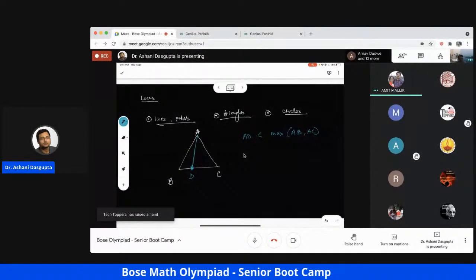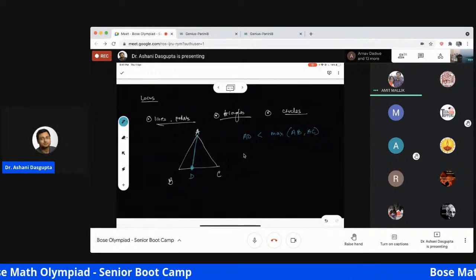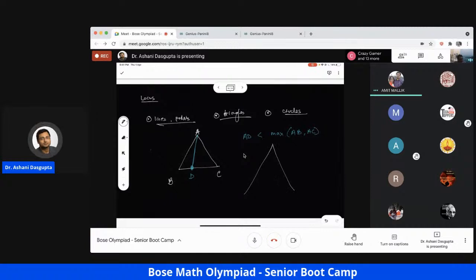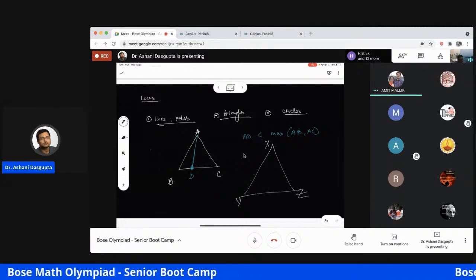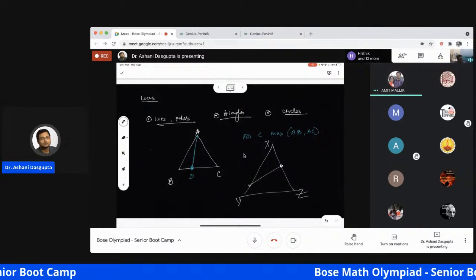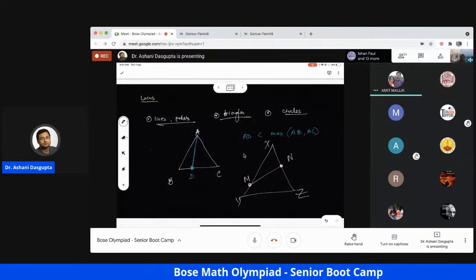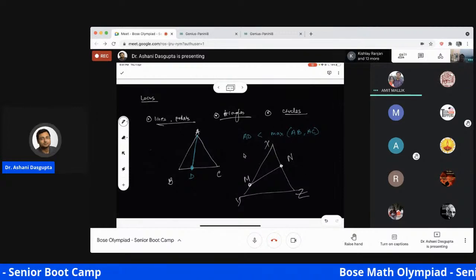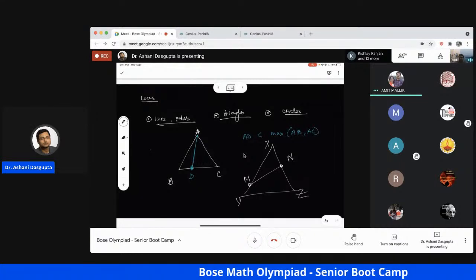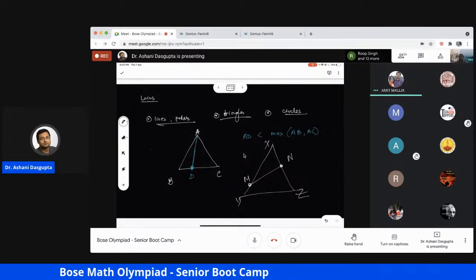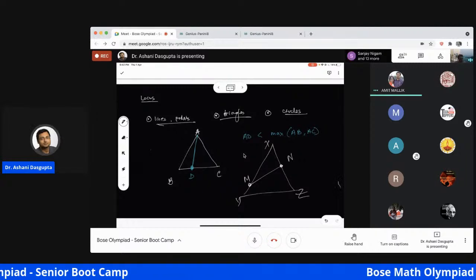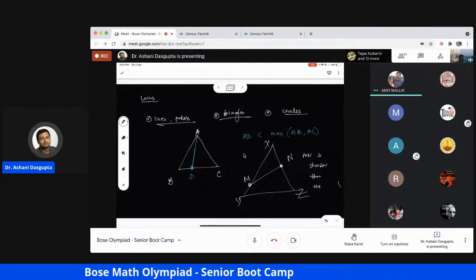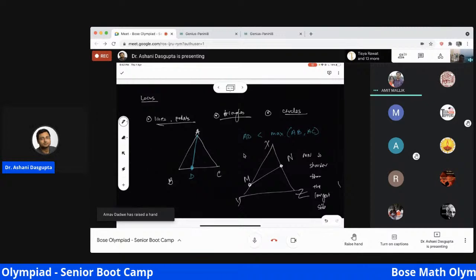The other question is, using that, what can we say about any segment like this? So another triangle XYZ is here. Suppose we have any other segment, MN. How can we compare the length of MN to the side lengths of X, Y, and Z? For example, can we say that MN is shorter than the largest side of this triangle? How can we rigorously say that?